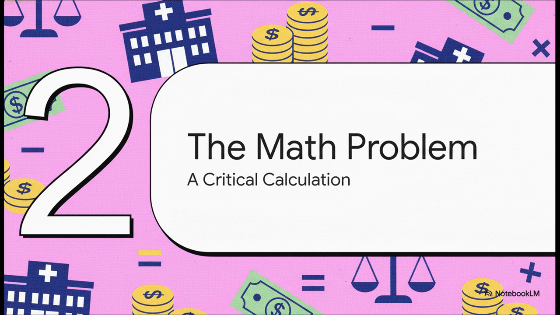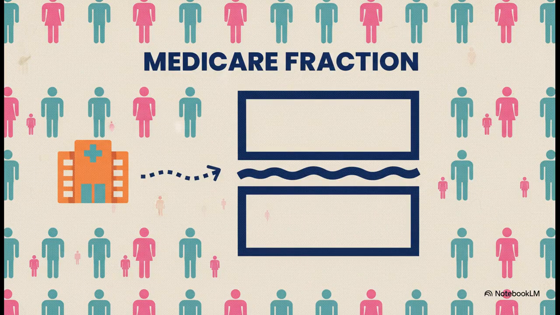And that, my friends, is where we get to the heart of this whole thing. A really crucial, and as it turns out, very controversial math problem. The key to the whole DSH payment system is this formula. It's called the Medicare fraction, and it's basically designed to measure one thing: what percentage of a hospital's Medicare patients are also considered low income.